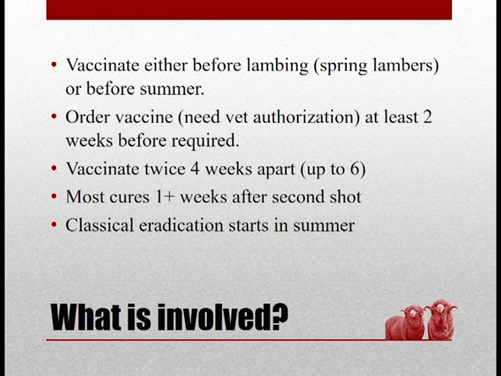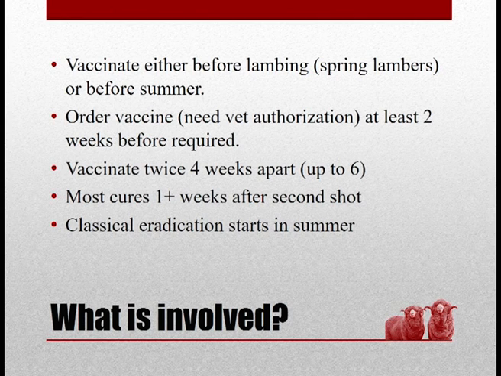So we do it 2 ways in Tassie. We vaccinate either about now, just before we put ewes out to lamb, because we're mainly spring lambers, and that immunity will carry through lambing, through spring, and take them through to next summer, when we will normally, after weaning, start tipping them and foot paring them and diagnosing and eradicating.